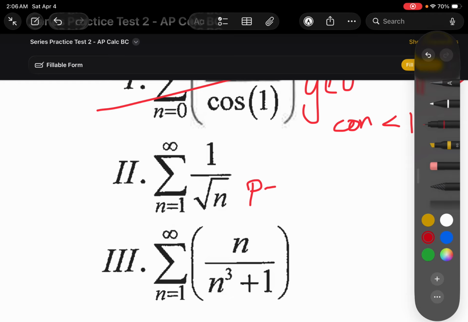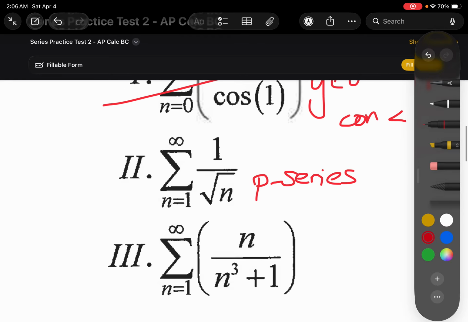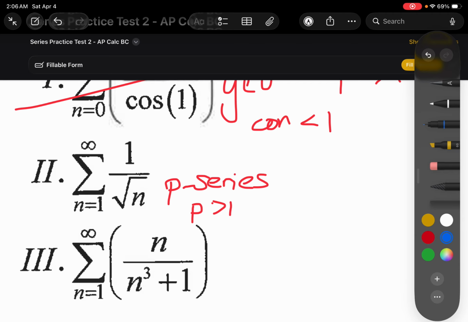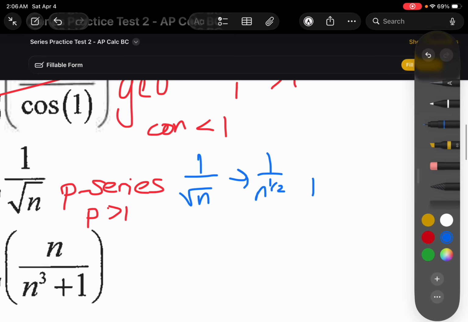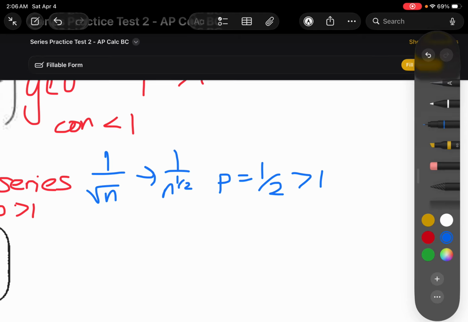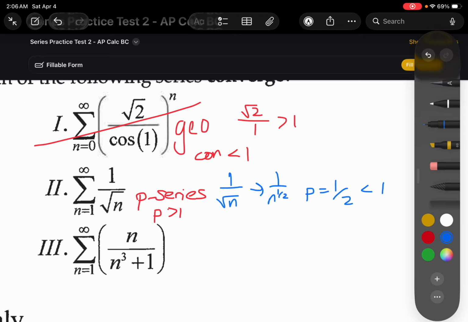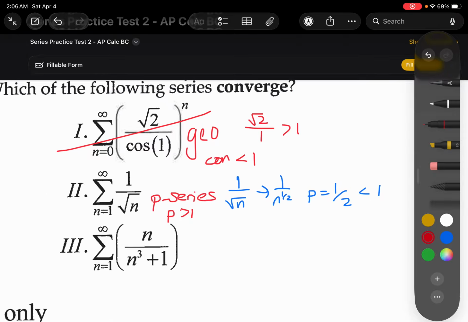Next, 1 over n to the power of 1/2. This is a p series, and it converges when p is greater than 1. 1 over root n can be rewritten as 1 over n to the 1/2. Our p is equal to 1/2. It is greater than 1. Less than 1. So it does not converge, it diverges.